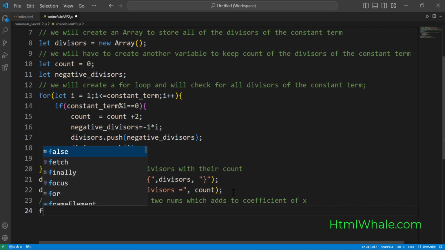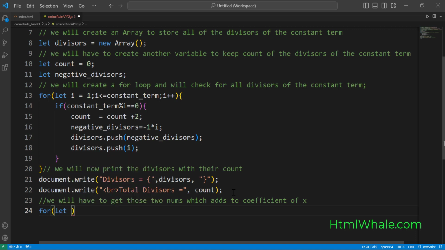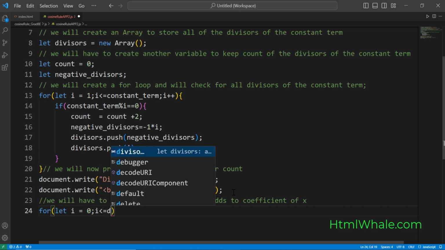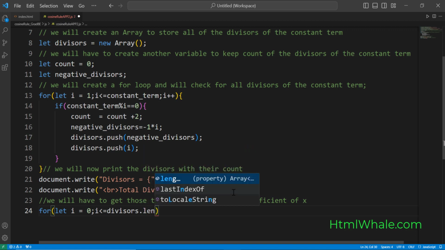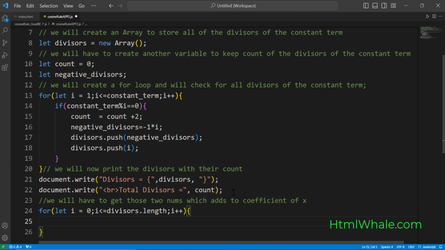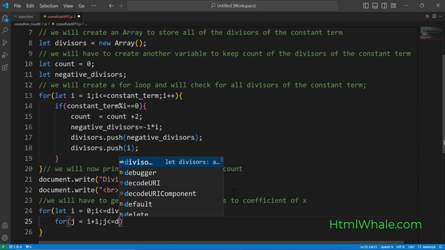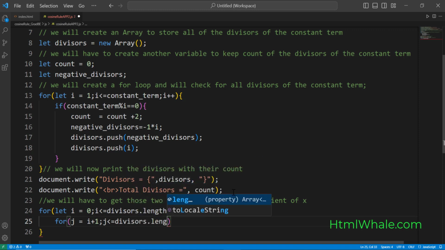So let me run it like this: for let i be equal to 0, and i less than or equal to, I need to get the total length of the array. So divisors.length, and then i is incremented. So this is the first for loop. When it comes inside, I need to run another for loop for j equal to i plus 1, j less than or equal to divisors.length, and j is incremented.